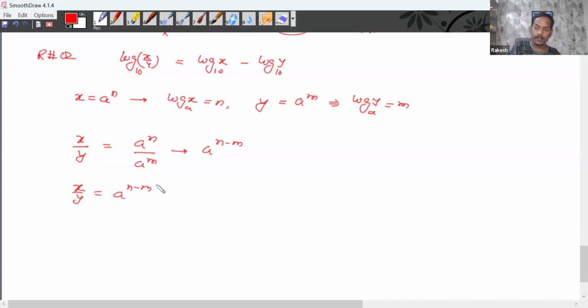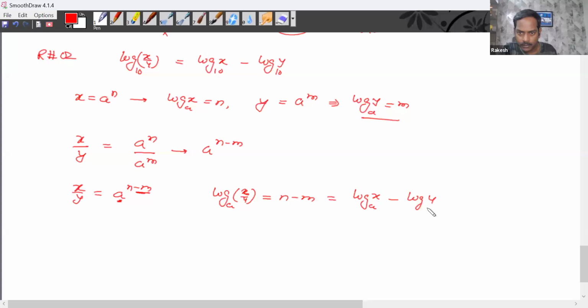Now I want to convert it and write it into the logarithm form. This is the power, this is the base, and this is the overall value. So log of the value over the base a is nothing but the power, right? What is the value of n? The value of n is log of x with base a minus m is log of y with base a.